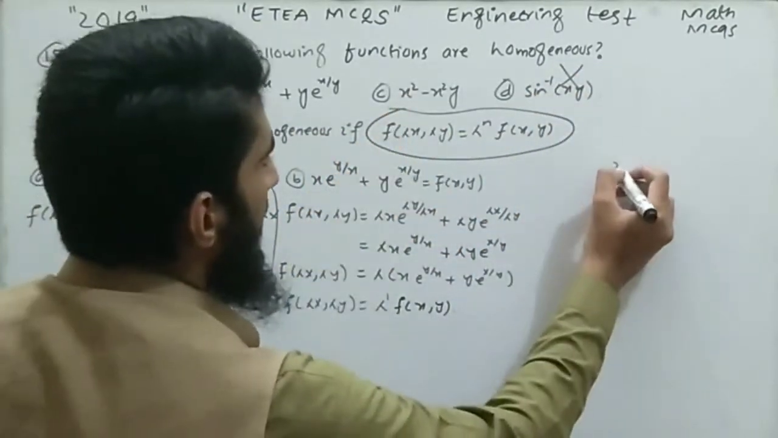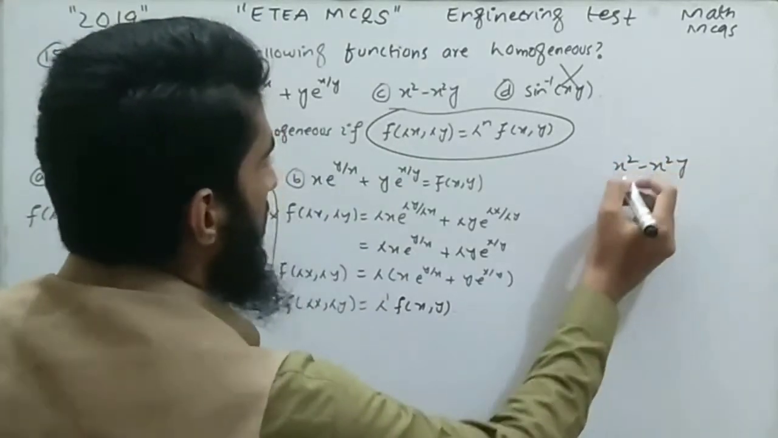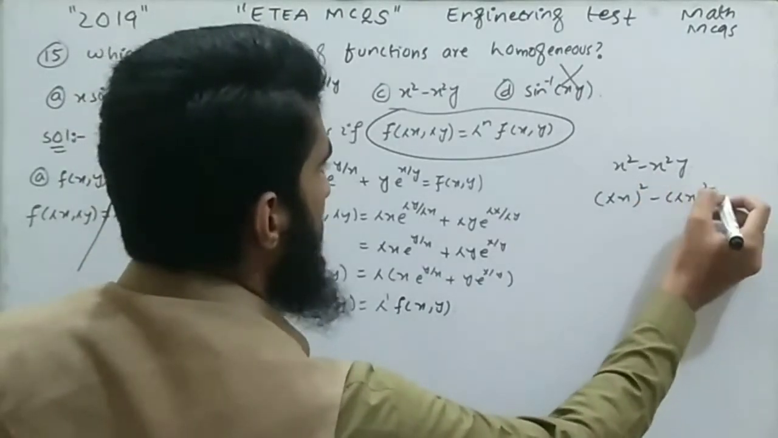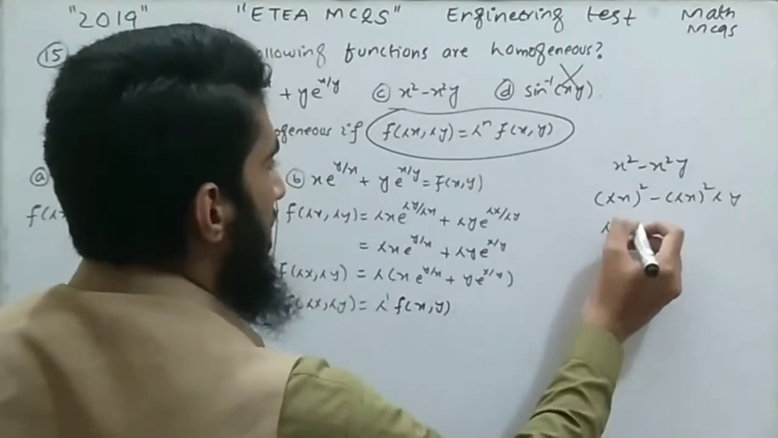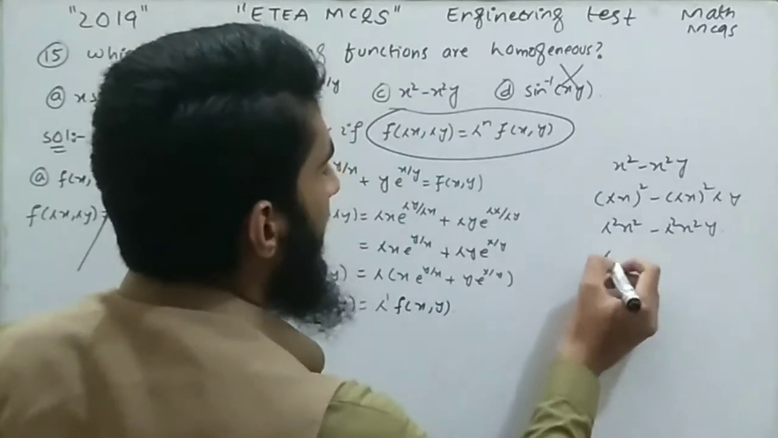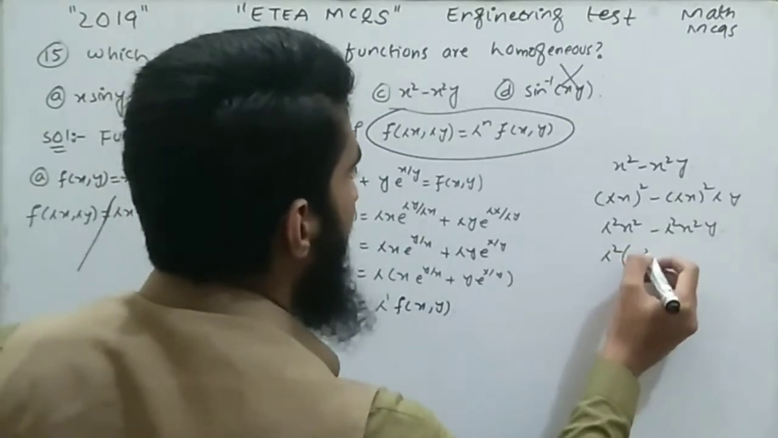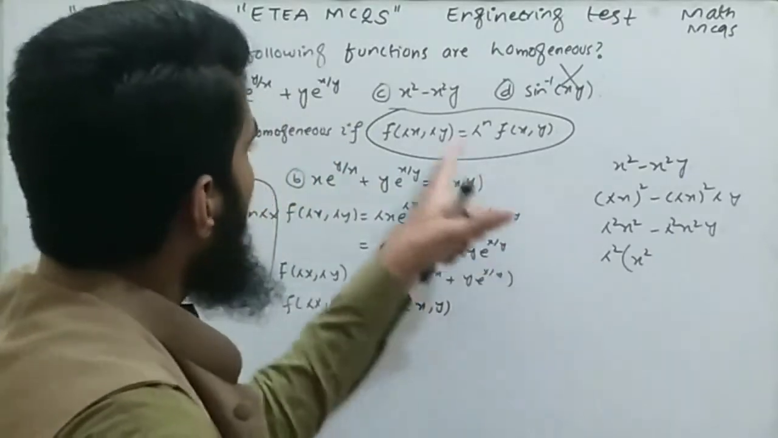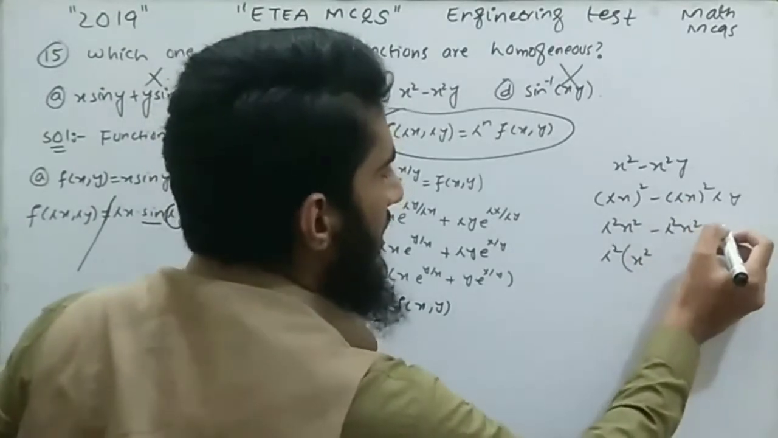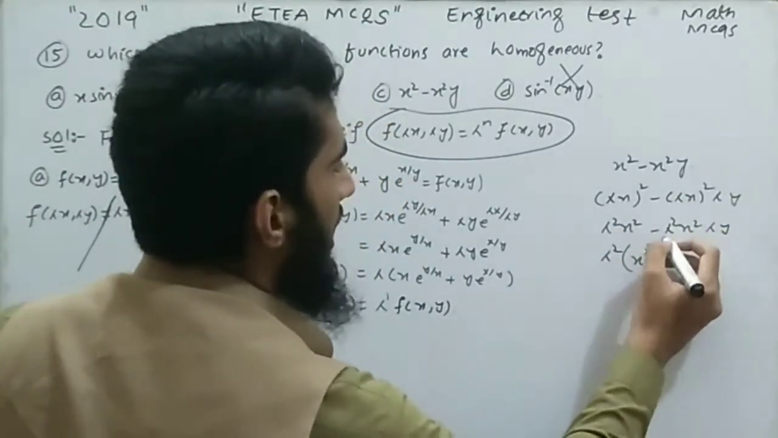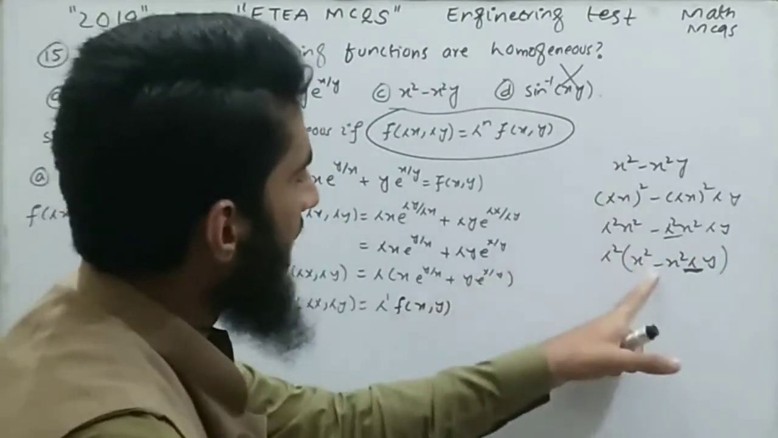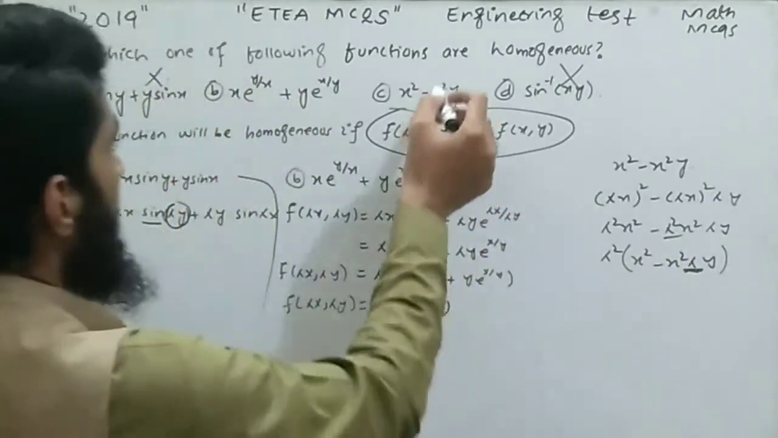Now look at option C. Over here we have x square minus x square y. Replace x with lambda x, it becomes lambda x whole square. Replace y with lambda y. Now it becomes lambda square x square, and here lambda square x square into y. Let's take lambda square common. By taking lambda square common, we are left with x square minus x square into lambda y. So over here we have an extra lambda, and the original function is x square minus x square y, not lambda. It means this also does not satisfy the condition.